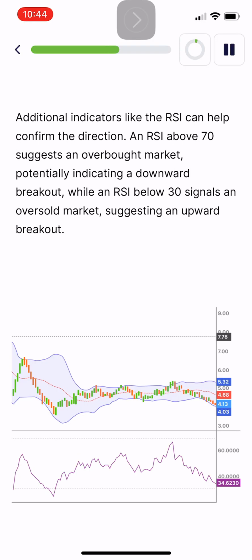Additional indicators like the RSI can help confirm the direction. An RSI above 70 suggests an overbought market, potentially indicating a downward breakout, while an RSI below 30 signals an oversold market, suggesting an upward breakout.